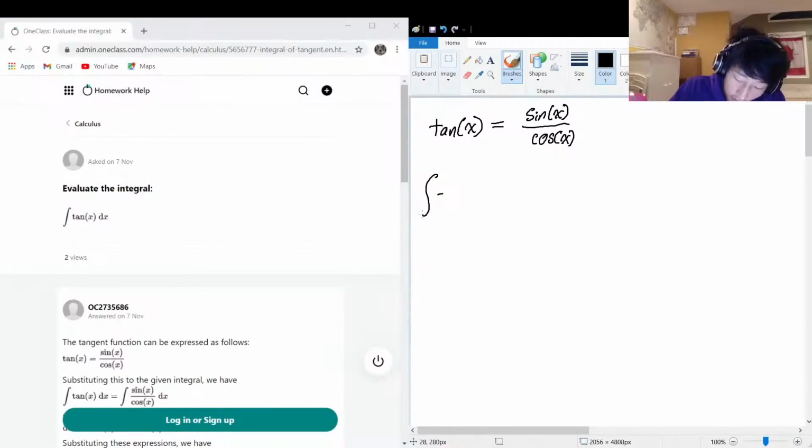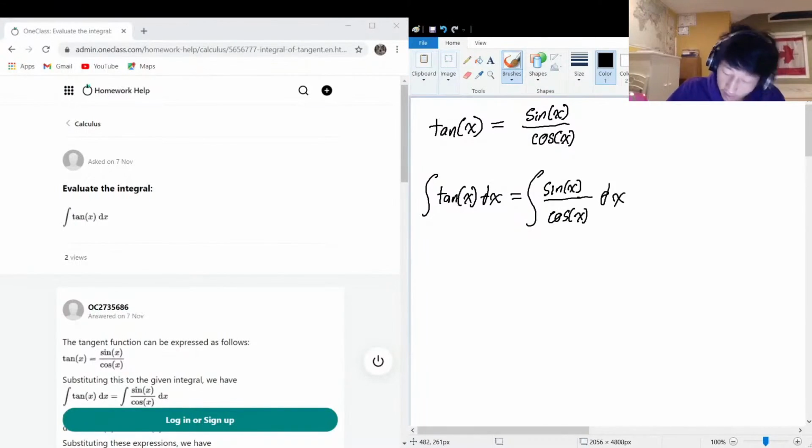So if we do the integral of tan x dx, this is equal to the integral of sine x over cos x dx. Now, how are we going to handle this? We're going to see that sine x and cos x are related because I know the derivative of sine is cos and the derivative of cos is negative sine. That's a nice thing to know.